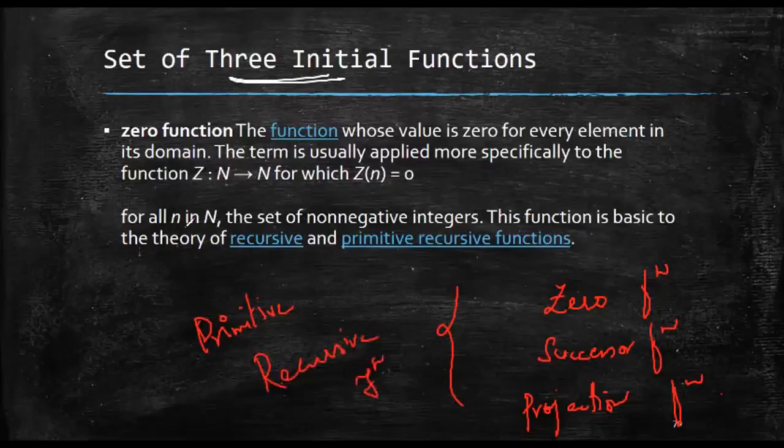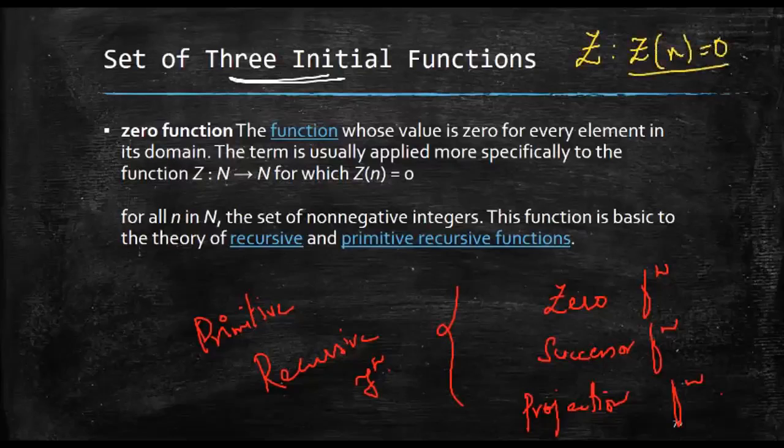Okay, so for all n in N, the set of non-negative integers, or basically your natural numbers, the function is basic to the theory of recursive and primitive recursive functions. Okay, so basically we can simply write it in this way: Z is such that Z of x is equal to 0, that is, your function always gives the value 0.